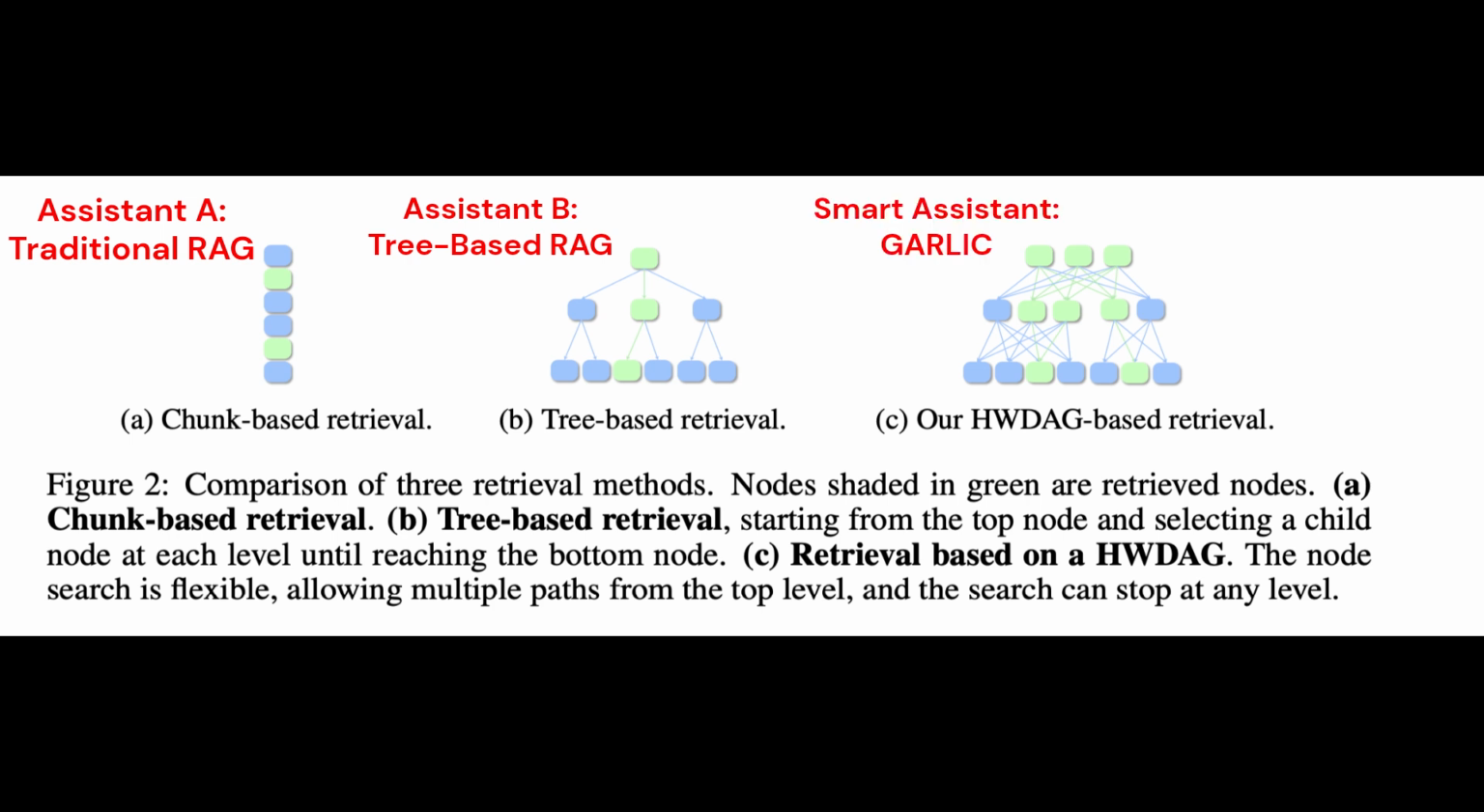Enter Garlic. A smart librarian, essentially. Think of Garlic as the intelligent librarian who creates a hierarchical map of the book, highlighting the key events and how they are all interconnected. When you ask a question like, "What did the protagonist go through?" Garlic can quickly navigate the most relevant paths and give you a clear, concise answer.